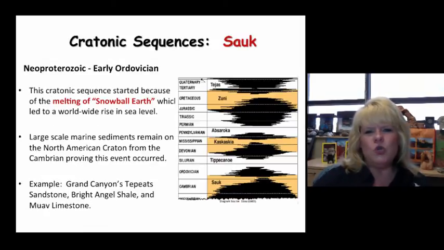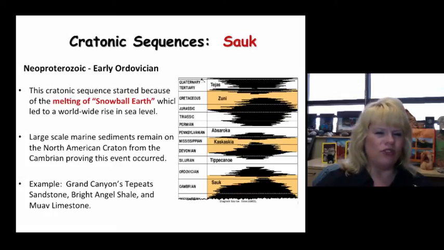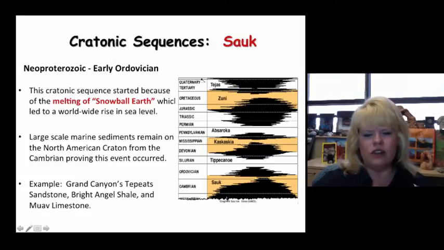So let's get to the 6 cratonic sequences. For test purposes, you obviously need to know when they began and when they end and what their names are. The Sauk is this one down here, starts in the late Precambrian with the melting of snowball earth. And this would have been the original craton right here, what we call the shield today. And these are the only places on the Cordilleran Belt and the Appalachian Belt that have sediments from the Sauk. So the Sauk has one of the largest unconformable contacts right there.